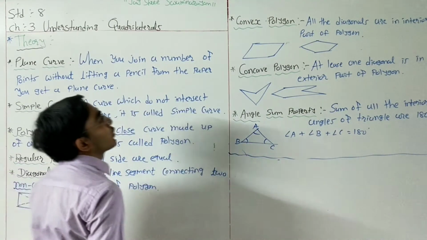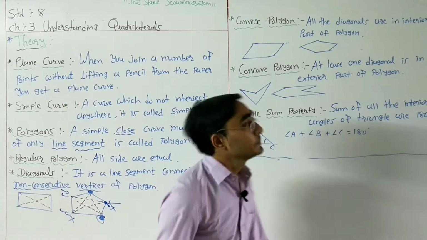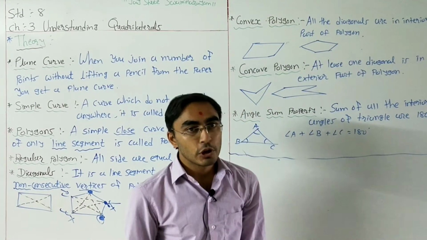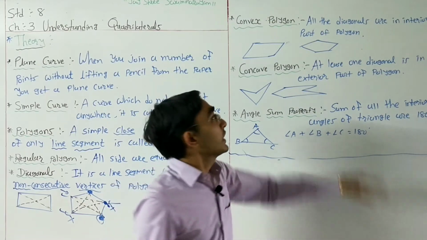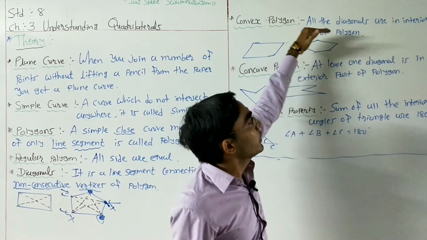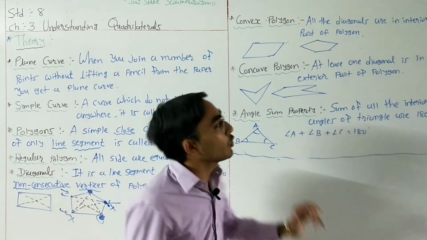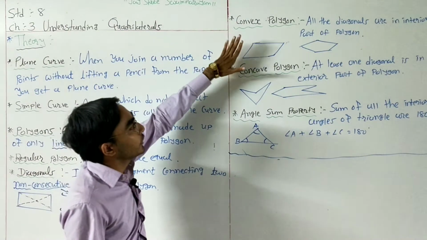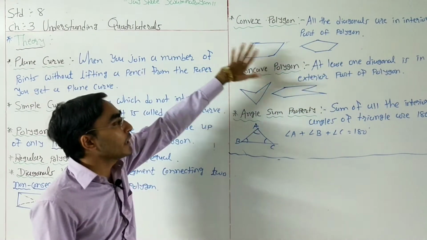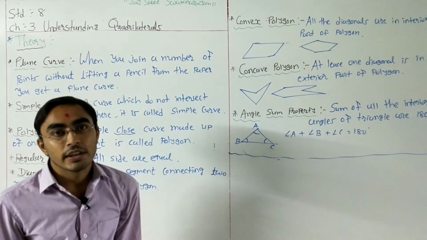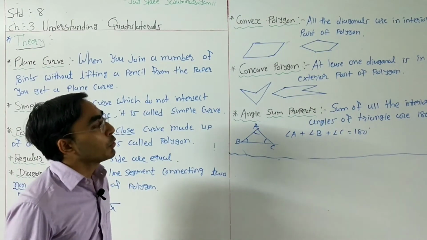Okay. Now convex polygon means what? All the diagonals are in the interior part of polygons. What is the condition for convex polygon? All the diagonals are in the interior part of polygon. Okay, if we look at these two figures, if we draw the diagonals, then all the diagonals are in the interior part of the polygon.